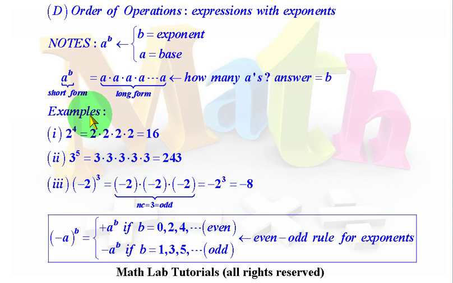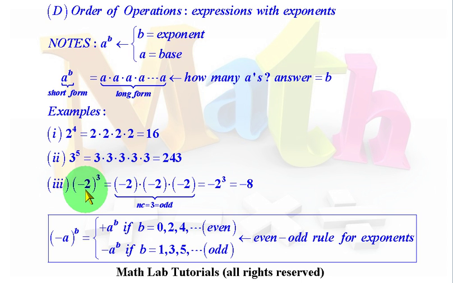Some examples. 2 to the power 4 is short form for 2.2.2.2. What's the frequency of 2's? It's 4, the same as the exponent. And of course, 2.2.2.2 is just 16. 3 to the power 5 really means 3.3.3.3.3. How many 3's are there? There are 5 3's. So 5 is the frequency count for 3. The exponent is just the frequency for the base, which is 3. And of course, the result is 243.